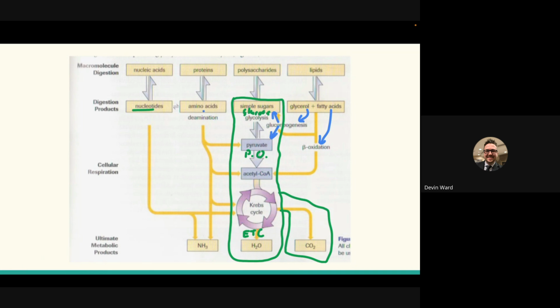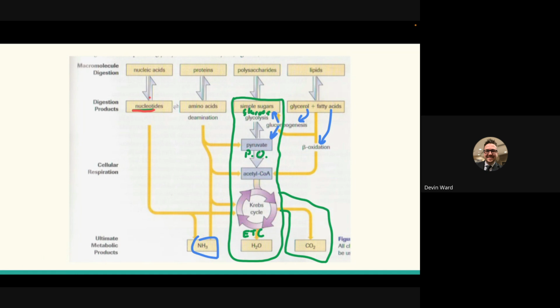Okay. Our proteins undergo deamination, and then they could become pyruvate, they could become acetyl-CoA, they could become something else in the Krebs cycle. Okay, but then they are going to make NH3. So proteins get broken down to amino acids and undergo deamination.